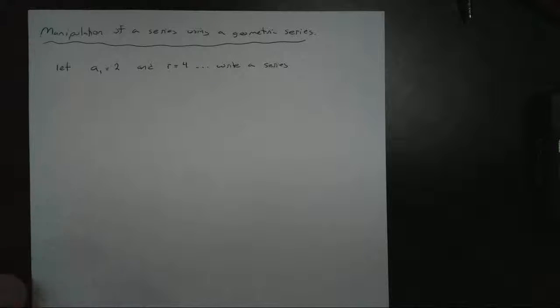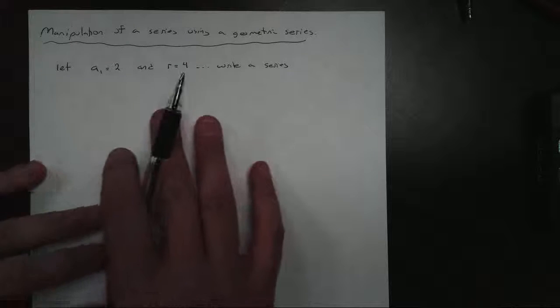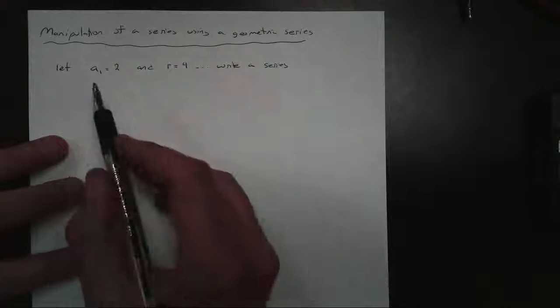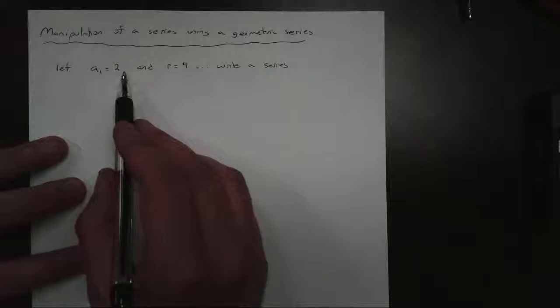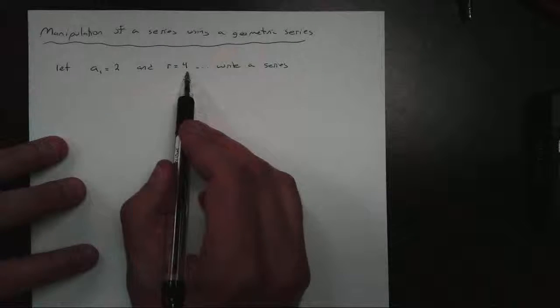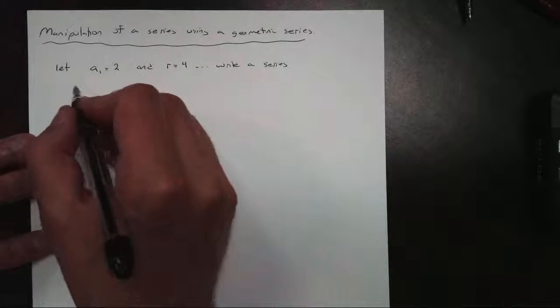Hi, today we're going to take a look at another manipulation technique using a geometric series. So let's imagine we have a geometric series and they tell me that the first term of that series is 2 and that the common ratio is 4, and we want to write a series for this. Well, it's pretty easy to do.